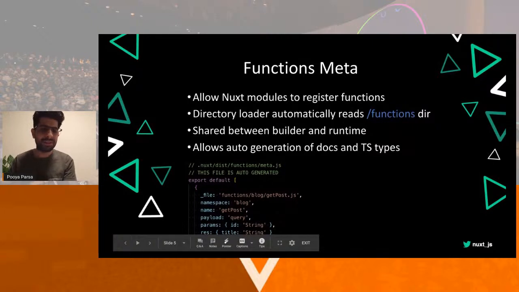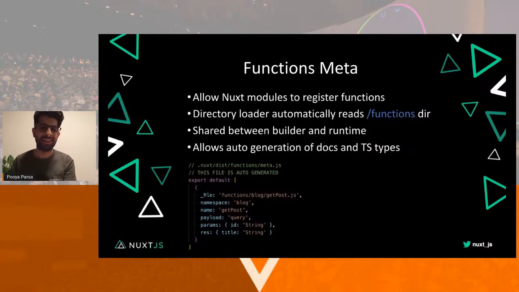And I saw a question in the previous talks about how to validate the function calls, the requests. Because we are generating this meta based on the functions, we have the ability to define which params this function supports or what the shape of the response is. This meta is extracted from the functions themselves and put in the meta. So this meta can be shared between client and server.